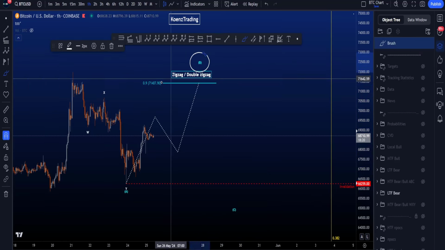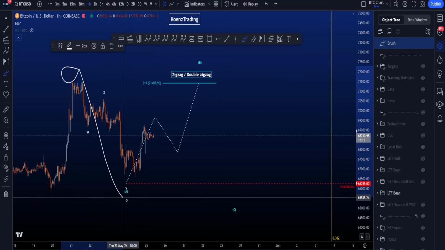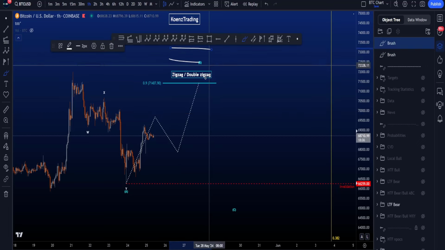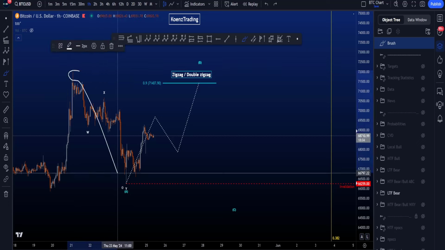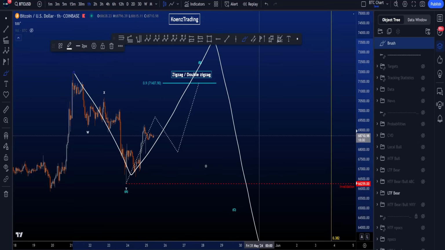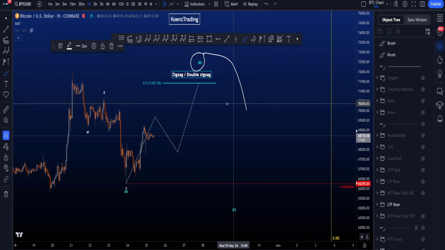Wave B has to retrace to at least the 0.9 Fibonacci taken from the start to the end of wave A, but the most common target for wave B is between the 1.236 and the 1.38 Fibonacci taken from the same pivots for an expanding flat, because an expanding flat is the most common flat pattern. After B is finished, we're looking for C to the downside.